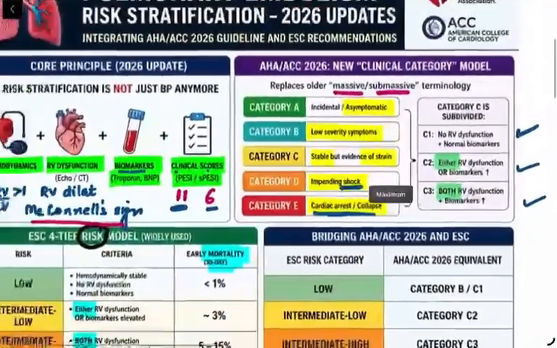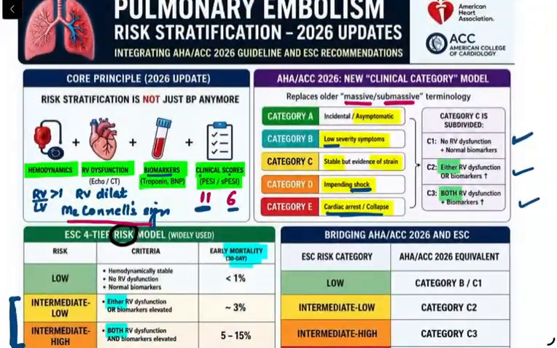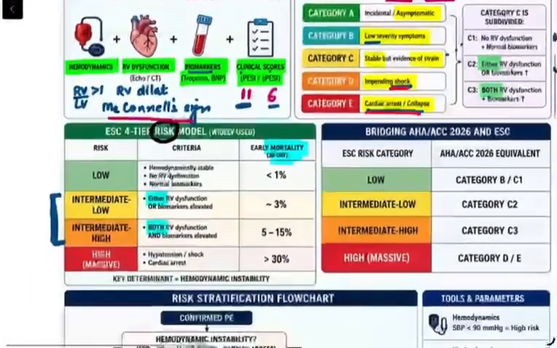So in short, A is asymptomatic, B is low severity symptoms, and C is stable but at risk of strain, which is further divided into C1, C2 and C3. C1 consists of no RV dysfunction and normal biomarker, C2 has either of them and C3 has both. D is impending shock and E is cardiac arrest.